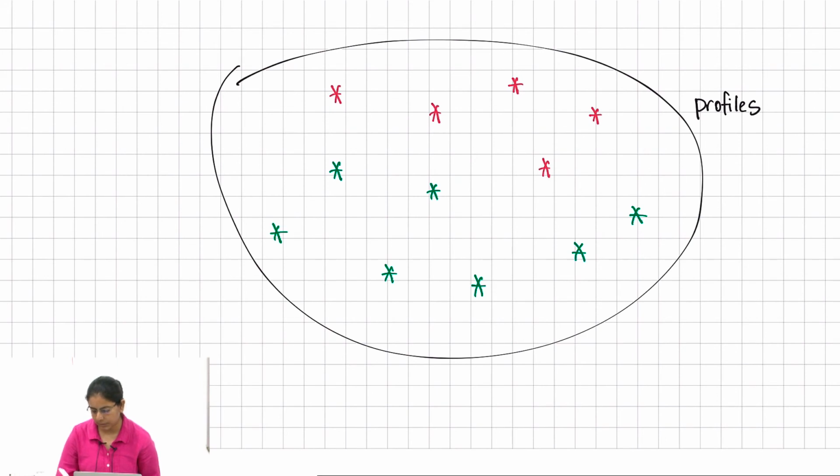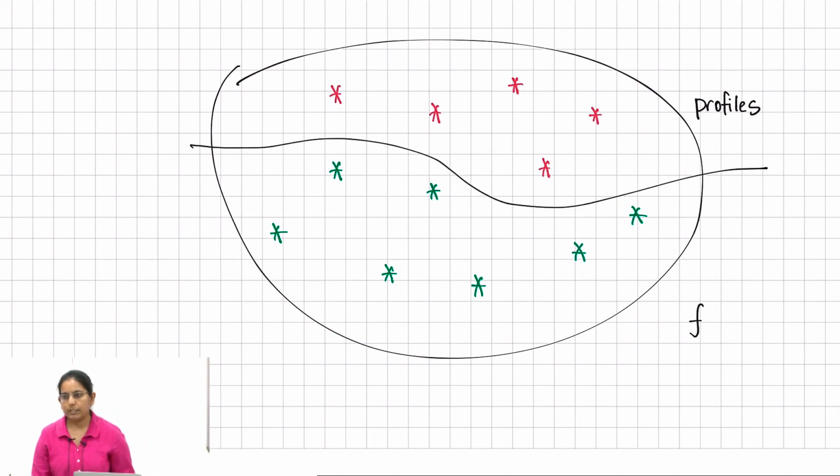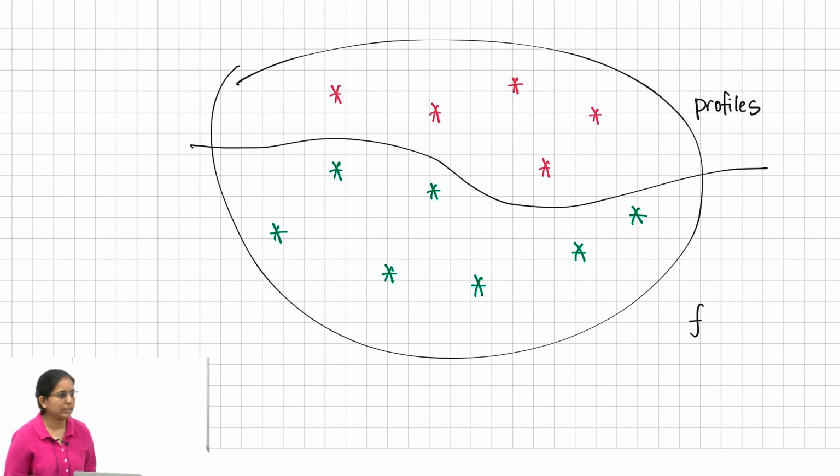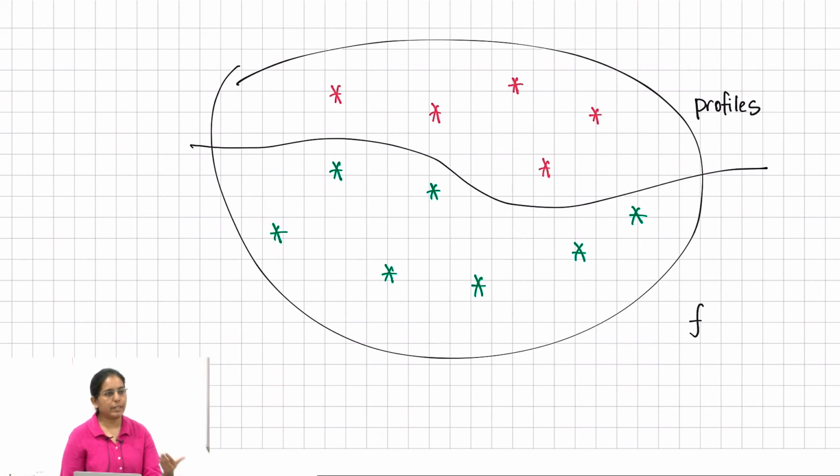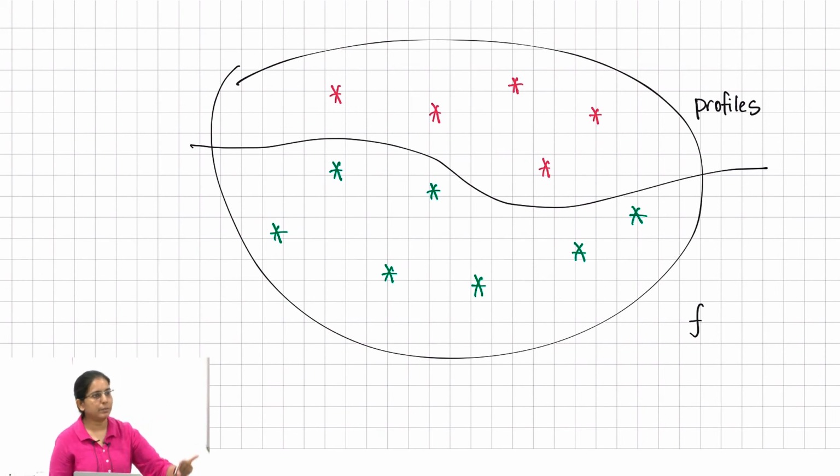So these are the strong ones. Of course, this breakup depends on the mechanism F, right? So fix a mechanism F and look at how it partitions the space of profiles into those that are vulnerable and those that are not vulnerable. So I go to a profile and I ask, well, is there any voter here who has an incentive to deviate to some other profile.